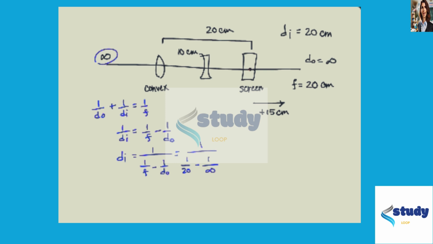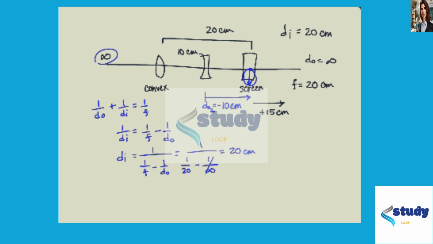Again, infinitely far away means this is 0, which means our distance of the image is 20 centimeters. So my image is actually being produced right here where my screen is. Again, you can see that from the diagram. But if my image is on this side, that means my distance from my lens is now only 10 centimeters. But because it's on the right-hand side of my lens rather than the left-hand side, this dO2 is negative because it's on the right-hand side of my concave lens.